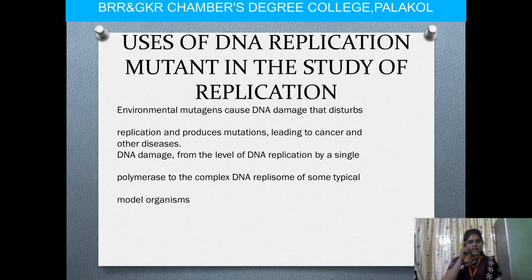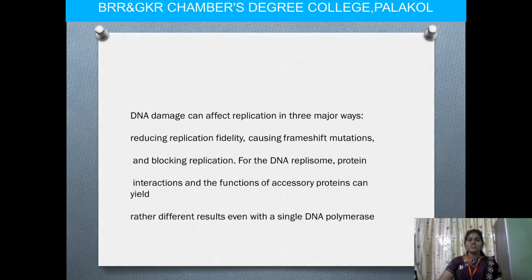These DNA damages affect replication, from a single polymerase to the complex DNA replisomes, and some diseases can be caused in the organism by mutations. DNA damage can affect replication in three major ways. The first is reducing replication fidelity, that means the frequency of accurate copying will be reduced. The second is causing frameshift mutations. We will study frameshift mutations in the next unit.